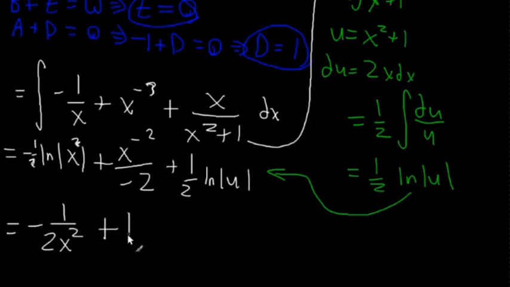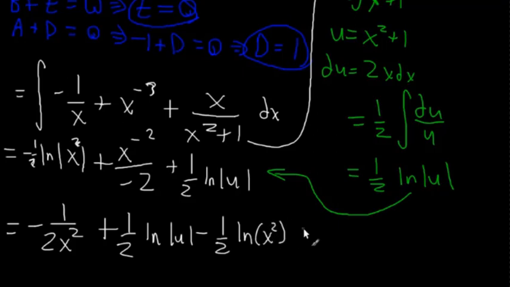And then plus 1/2 times now ln the absolute value of u minus 1/2 ln the absolute value of x squared. And that one doesn't need an absolute value because x squared will always be positive anyways, assuming that you plug in a real number for x. And so now we could factor out the 1/2 from this expression. So we will just be left with this right here. Okay, I actually don't know if there's an eraser tool or not, but I'm just going to scratch this out.